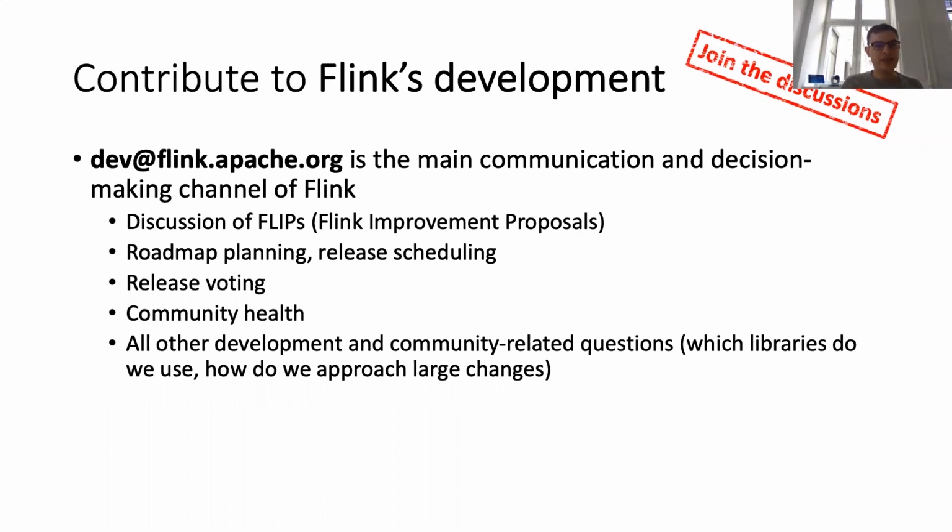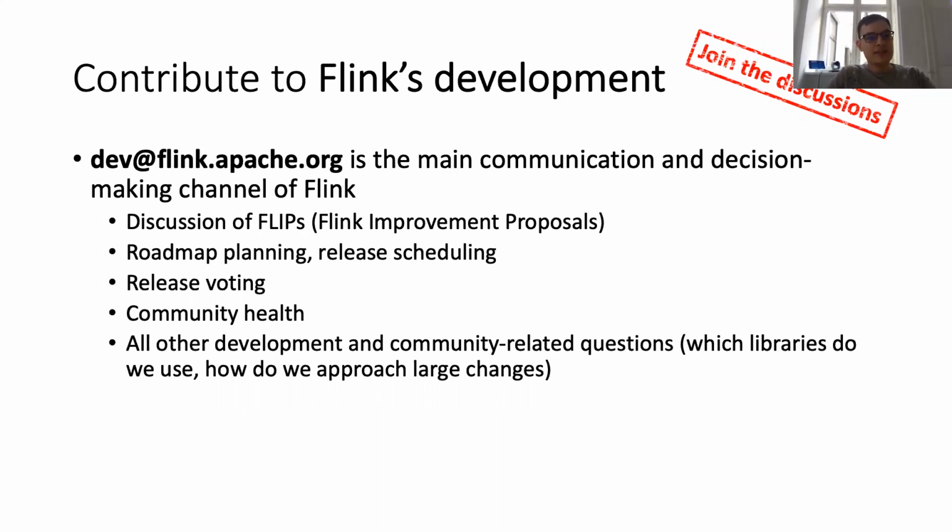Another thing that is happening on the development list is roadmap planning and release scheduling. So we're discussing on the list what features go in and when a release goes out. And we're also testing and voting on releases. So actually this week we are very close to releasing Flink 1.9. We're currently in the process of voting on the third release candidate.